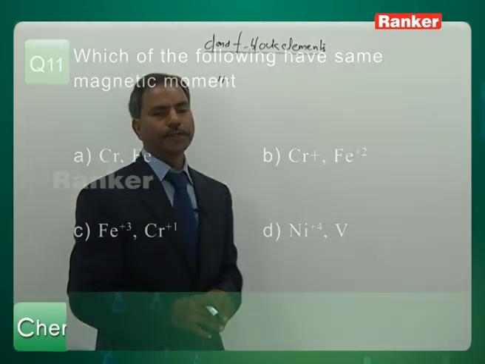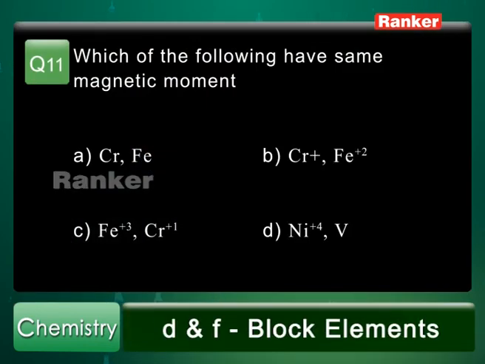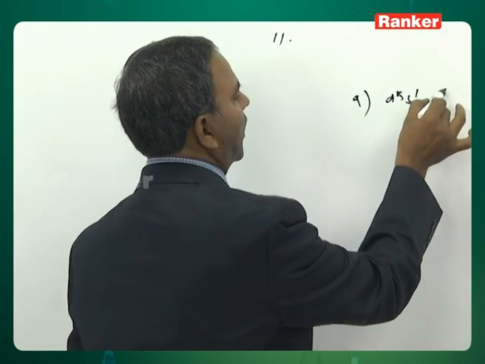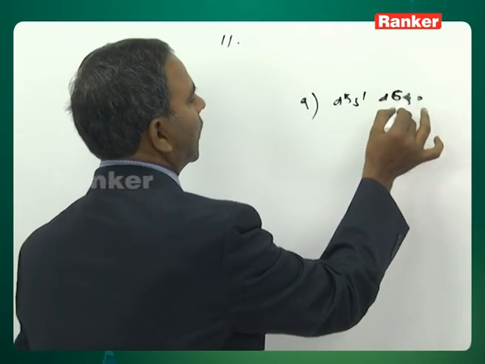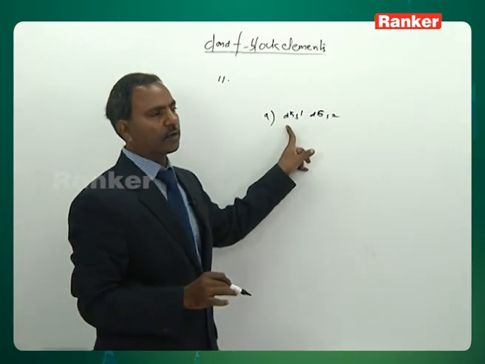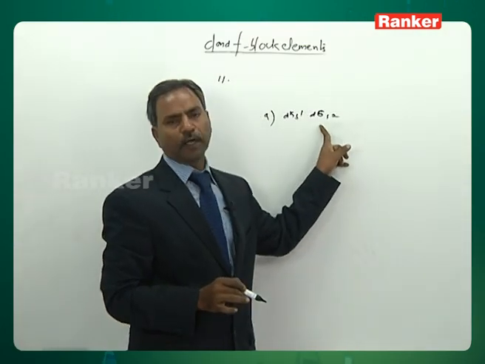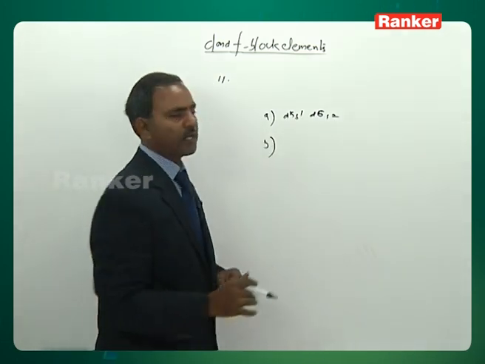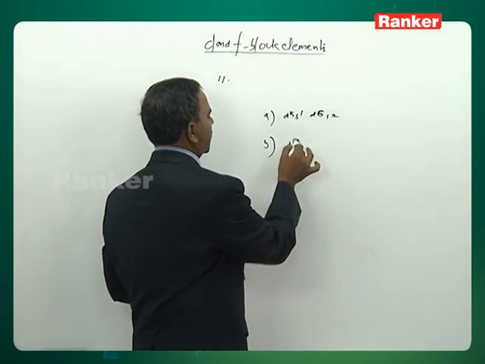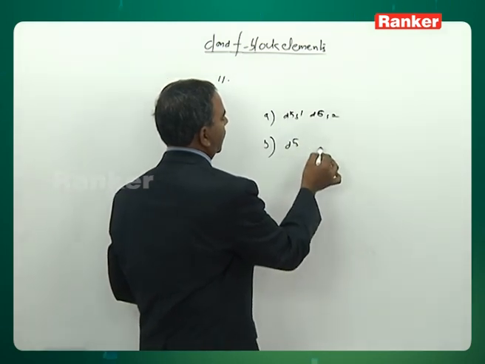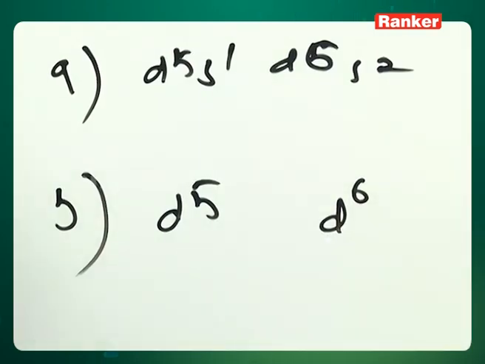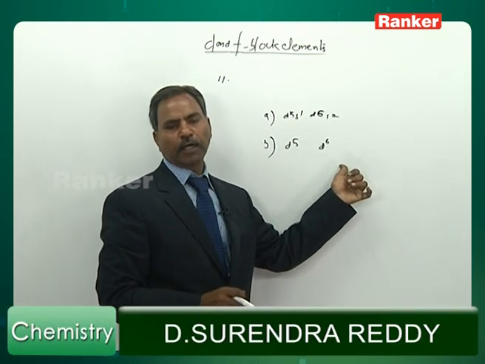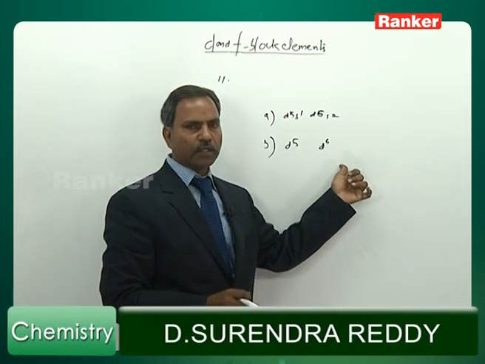Now coming to option A, chromium and iron are given. Chromium configuration is D5S1 and iron is D6S2. So 6 unpaired electrons and 4 unpaired electrons. It is not our answer. Coming to option B, chromium plus 1 and Fe plus 2. Chromium plus 1 is D5 and Fe plus 2 means D6S0. So it has 5 unpaired electrons here and 4 unpaired electrons there. So option B is also not correct.